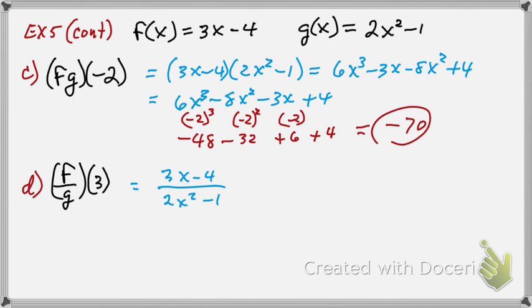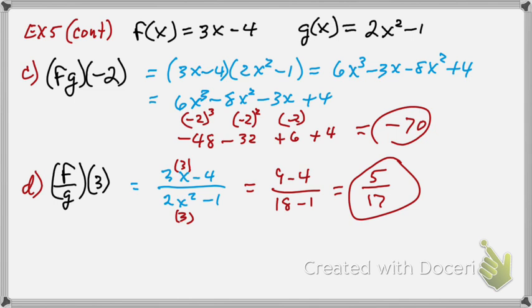So I've got 3 here. I've got 3 here. So on top, I've got 3 times 3, 9, minus 4. On the bottom, 3 squared is 9, times 2 is 18, minus 1. So I've got 5/17. Sometimes you're going to get a weird answer like that. Perfectly good number, though.